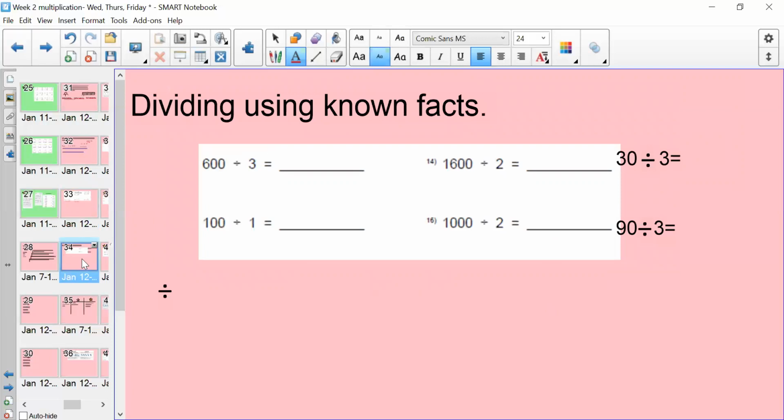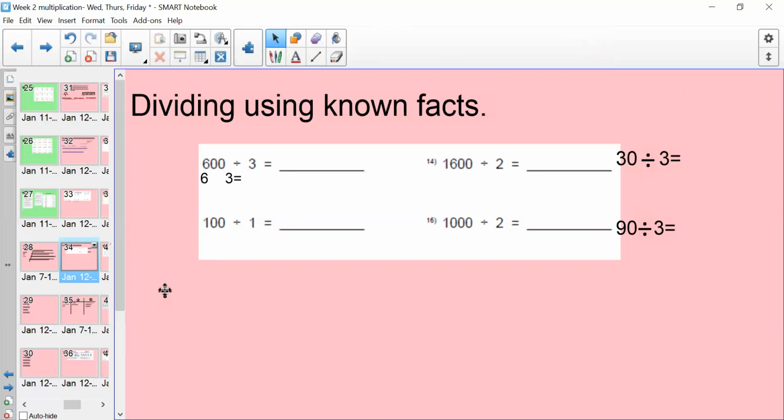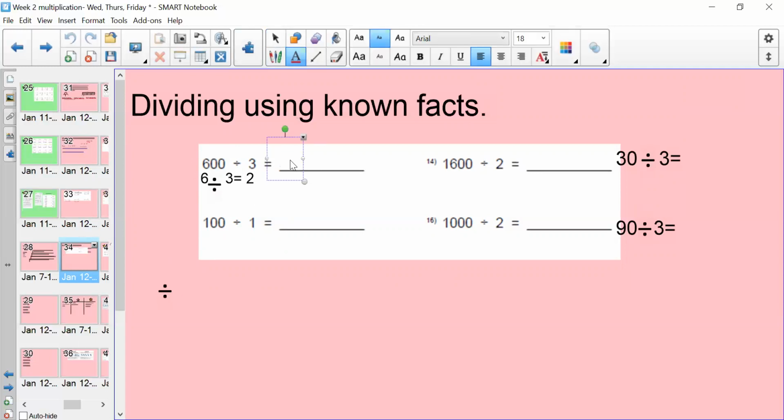Okay, so we can also divide using known facts. So for example, if we've got 600 divided by 3, just like we did with multiplication, we can use known facts to help us. So for this one, we can say 6 divided by 3 equals 2. Therefore, 600 divided by 3 will equal 200.